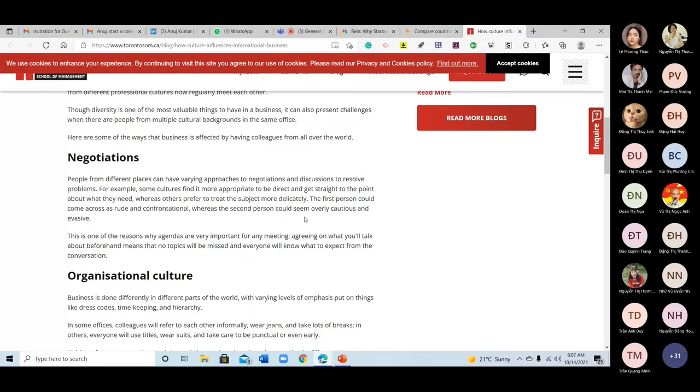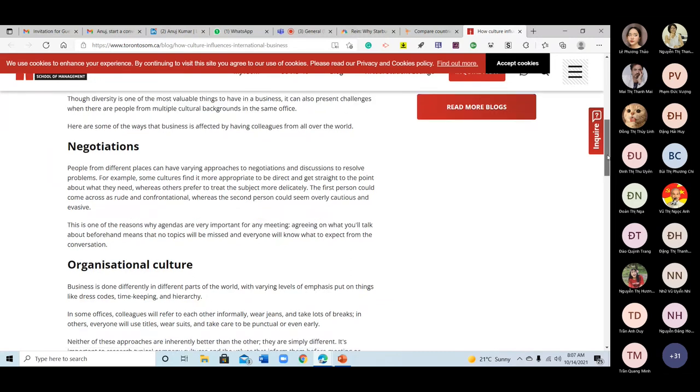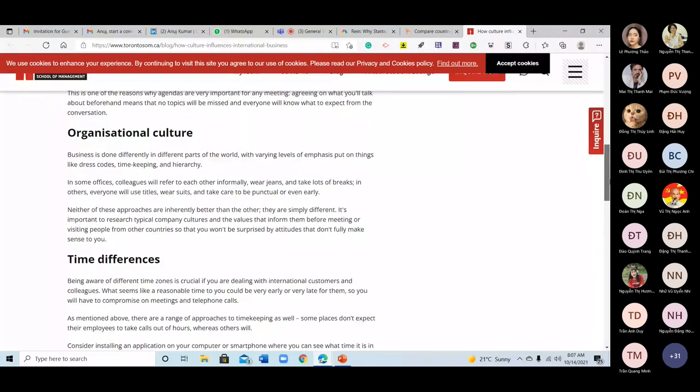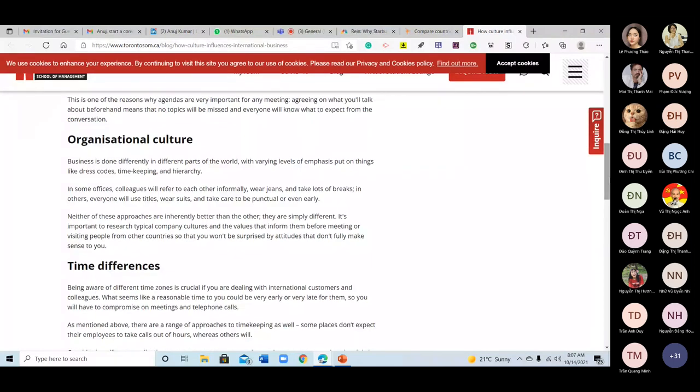This is one of the reasons why agendas are very important for meetings. For a few people, agendas are very important. Negotiations differ in different cultures. As it says, few people are very straight in talking. Then there is organizational culture. Business is done differently in different parts of the world, with varying levels of emphasis put on things like dress code, timekeeping, hierarchy. In some offices, colleagues will refer to each other informally, wear jeans and take a lot of breaks. But in others, people wear suits and are punctual.